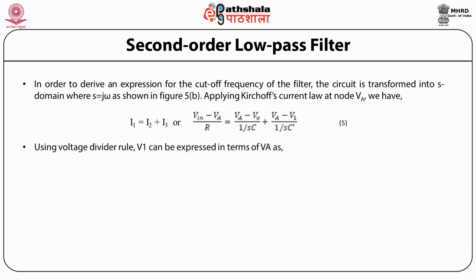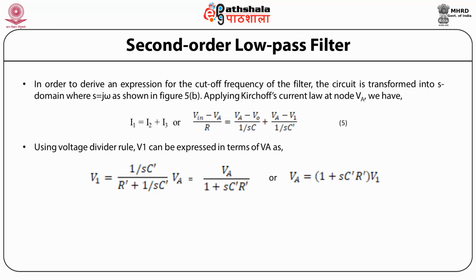Using the voltage divider rule, V1 can be expressed in terms of Va as V1 is equal to 1 divided by Sc prime into Va divided by R prime plus 1 divided by Sc prime. This can be simplified to obtain V1 to be equal to Va divided by 1 plus S into C prime R prime, or Va is equal to 1 plus Sc prime R prime into V1.